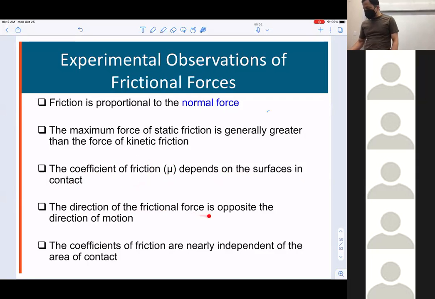The direction of the frictional force is always opposite the direction of motion. So if something is moving and you want to know what is the direction of the frictional force, it's always opposing the direction of motion.